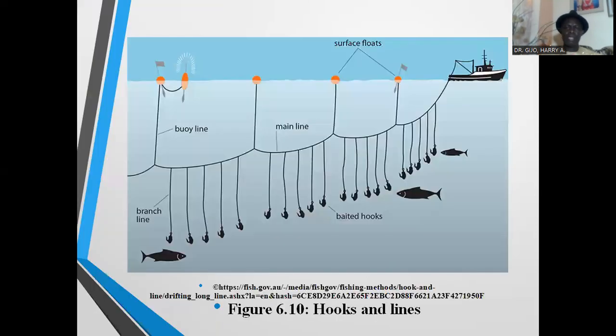So this is basically how the hooks and lines look. They are set in the water with floaters or buoys, and then a rope that has the hooks, and the baits are attached to the hooks. The target species, in a bid to eat the lure, get hooked in their mouth and are collected later.